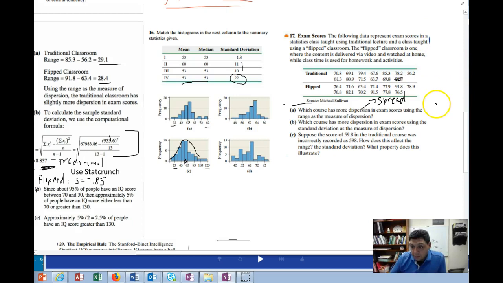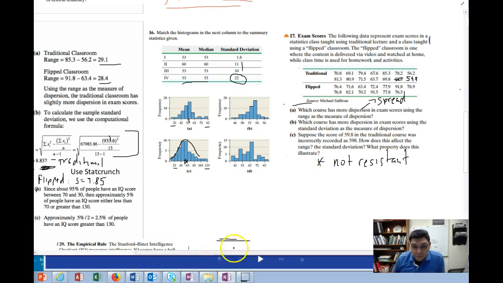How does this affect the range and standard deviation? Which property is this illustrating again? If this turned out to be 598 right here instead, that would affect the range, because you subtract the min from the max. The standard deviation would also be influenced, since the standard deviation uses the mean, and the mean is affected by outliers. So neither the range nor the standard deviation is resistant. That's the property we're thinking about.